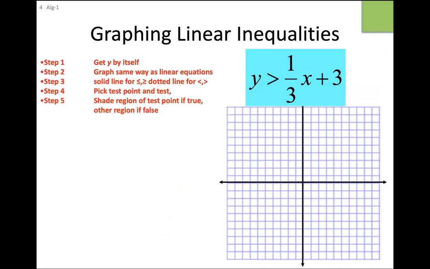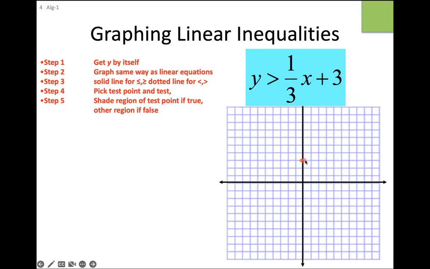All right, if you know what you're doing, do this one all by yourself. Okay, so let's see. Is y by itself? Yes. Graph the line. The y-intercept is 3. I'm going to actually do this one by hand. Y-intercept is 3, so we put a dot on 3.